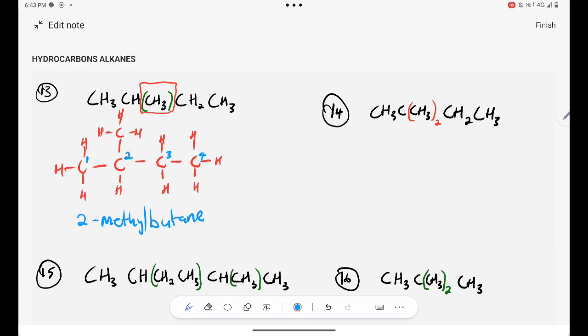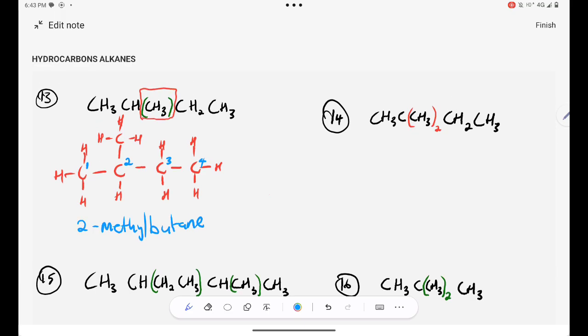Okay, and then for compound number 14, I simply have CH3, and then the second carbon has 2 side chains. Are you together? And then I have CH2 and then CH3. All I have to do is write the hydrogens over there.